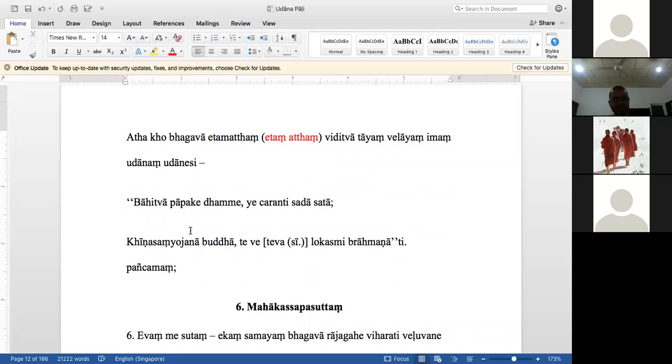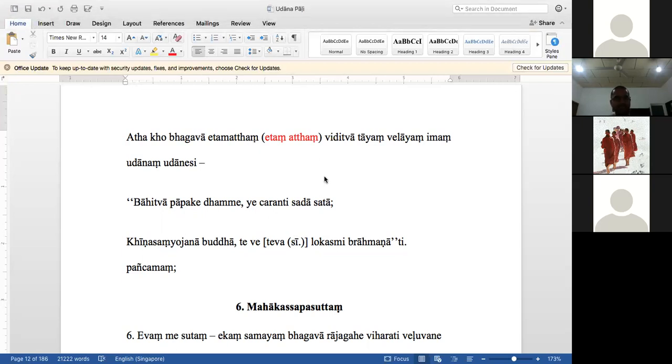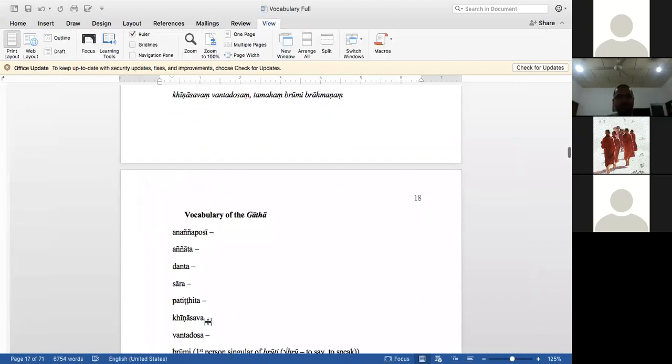So Bahitva Papake Dhamme Ye Charanti Sada Sata Kina Sangyojana Buddha Teve Lokasmin Brahmana. Because I have a few minutes, I'll try to explain this Gatha, because it's a short sutta. We spent some time. I think it's easy to understand.